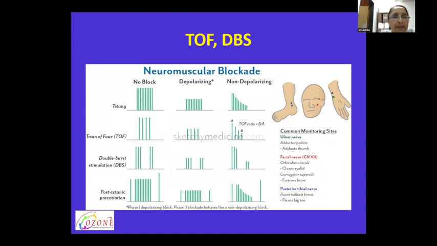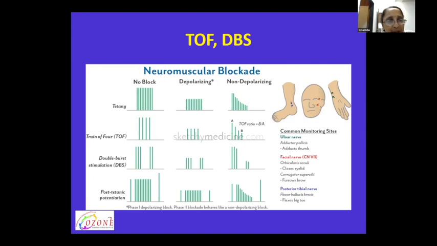This is the graph. The first graph is of tetany, then train of 4. In depolarizing block, the responses are of equal height, and in non-depolarizing block, fade is seen in the train of 4. That is the ratio of T4 to T1. It has to be more than 0.9 before reversal. And the third one is double burst stimulation.